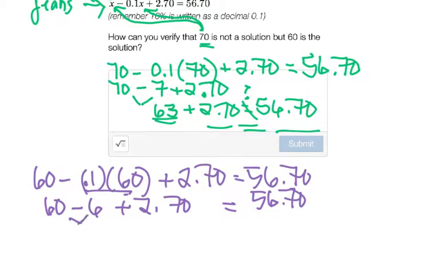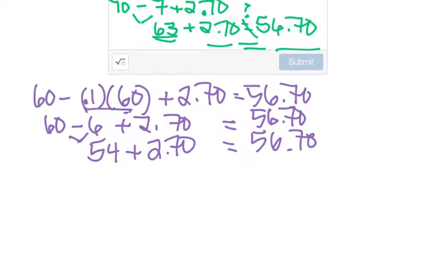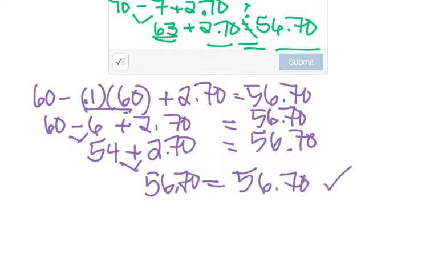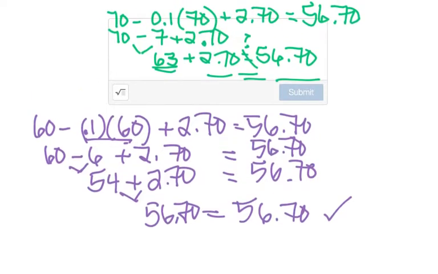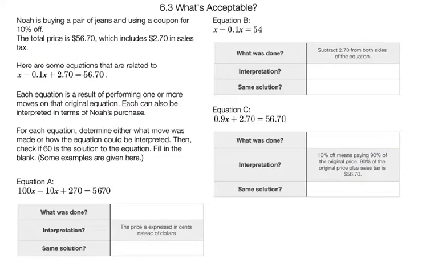So what's 60 minus 6? 54 plus $2.70. And does that equal 56.70? Does the right equal the left? So look, 54 plus 2.70 is 56.70. That is indeed equal to 56.70. Check. So now I have just proven that 60 is indeed a solution. So it works. All right. Hopefully you got all that down. Now we're going to go on and look at the next one.